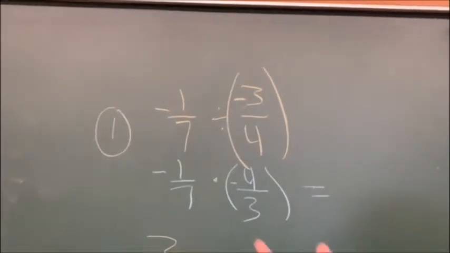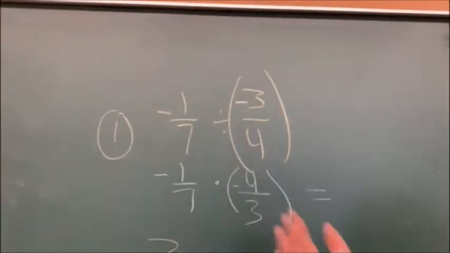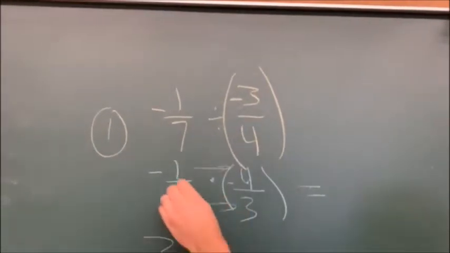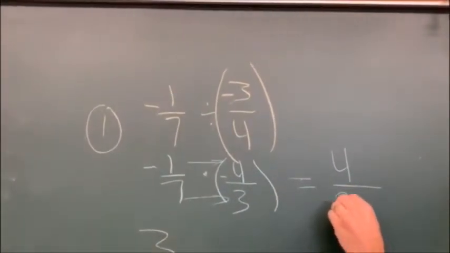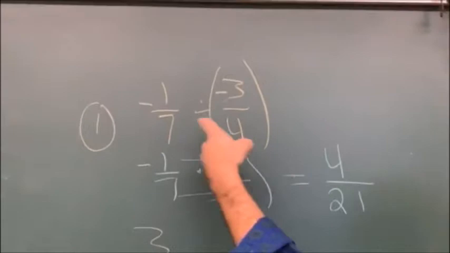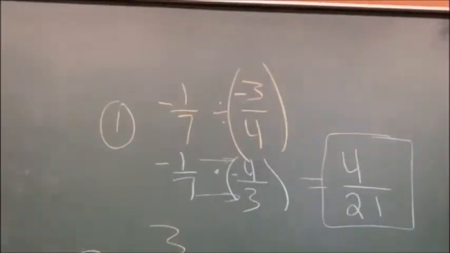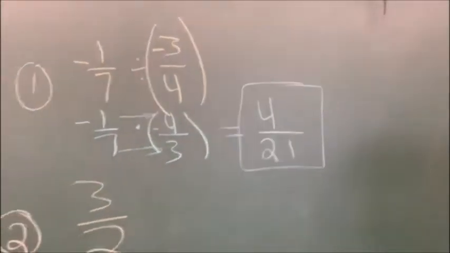And now, since multiplying fractions is pretty simple, I just multiply straight across. 1 times 4 is 4, 7 times 3 is 21. And I already knew that my answer is going to be a positive number. So here's my answer.